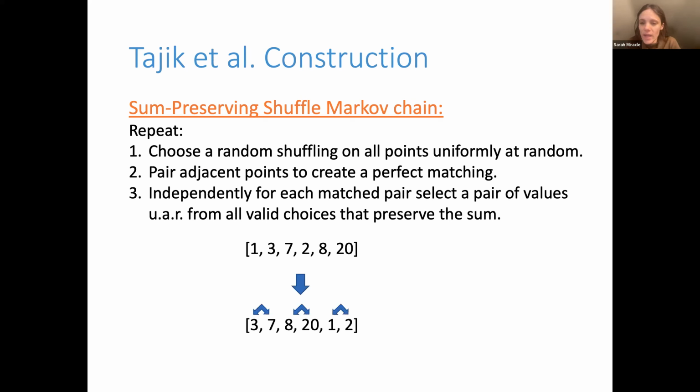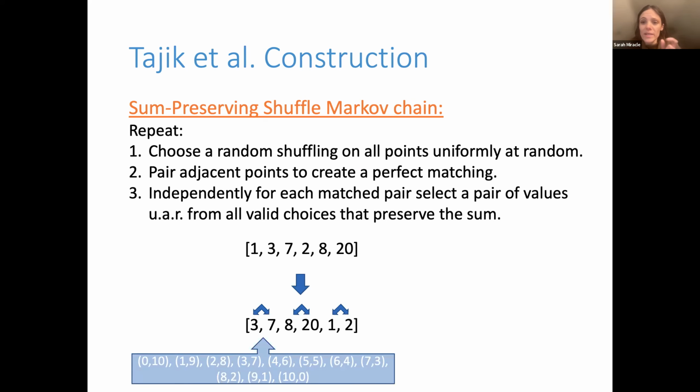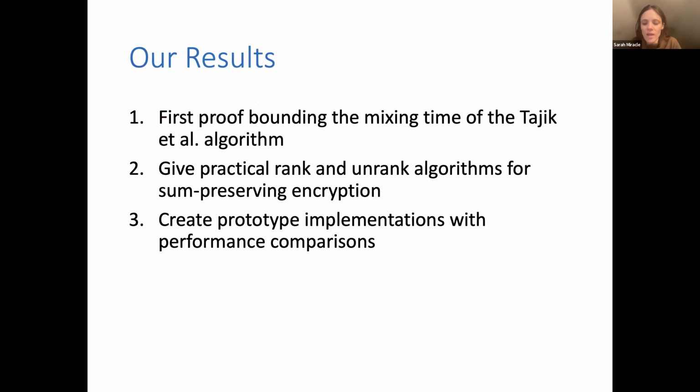And then within our matching, we have pairs of points, and I just mentioned that we could rank and unrank these points. So using this rank and unrank approach, we're going to replace each pair of integers uniformly at random from all the possible valid choices, right? We have to preserve the sum, and we have to preserve that component bound. So for each pair in our matching, we replace uniformly at random from the possible choices. And then we get another vector that has the same sum and respects those component bounds.